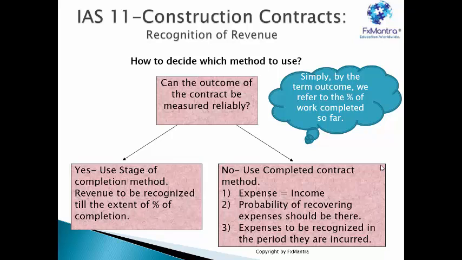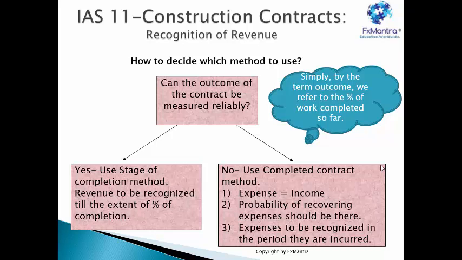But the most important thing for us to understand, we have to find out whether we are in a position to refer to the percentage of work completed so far in a reliable manner or not. If you see you can, then yes, you use the stage of completion method. If you feel you cannot, then you go for the completed contract method.